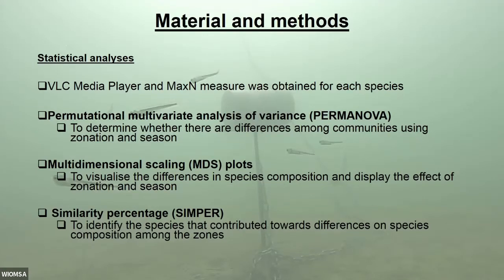We have used PERMANOVA to determine whether there are differences among communities using zonation and season. And we also used MDS plots to visualize the differences in species composition and display the effect of zonation and season. And we also have calculated SIMPER to identify the species that contributed towards differences in species composition among the zones.